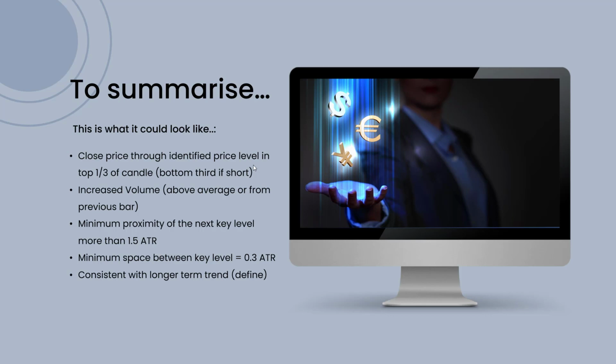So this is a potential entry plan for a breakout trade. A close price or an identified price level in the top third of the candle, or bottom third if it's short. Increased volume above average or from the previous bar, depending on which measure you choose to use. Minimum proximity of the next key level, more than 1.5 ATR. Minimum space between the key level and your entry point of 0.3 ATR, and consistent with however you're going to define your longer term trend. So say, for example, it's got to be over the 50 EMA.